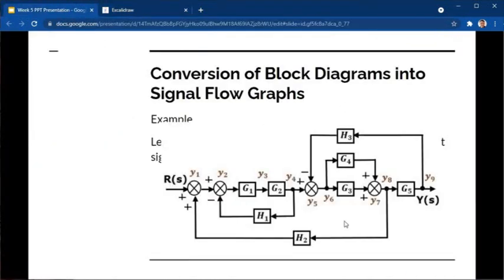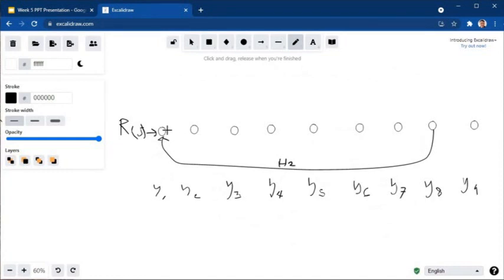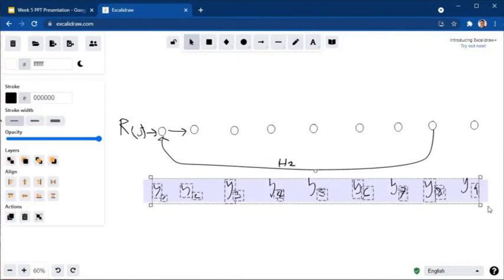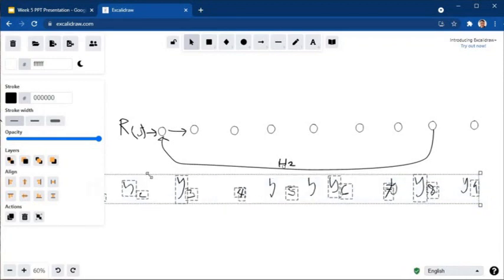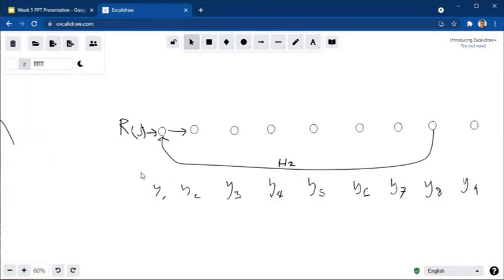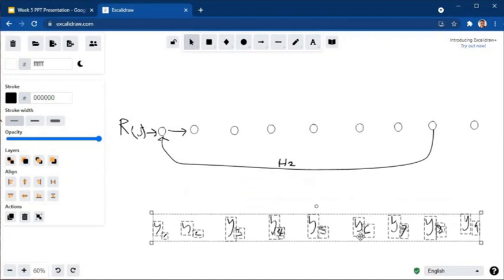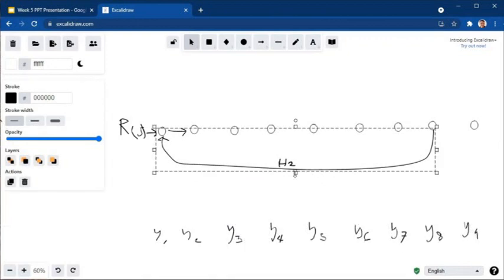Next, Y2. There are two incoming signals on Y2. That is the signal from Y1, we have no gain, and then the signal from Y4 with a gain of H1. As stated in the steps earlier, if we have two nodes and there is no stated gain between them, the gain is 1.